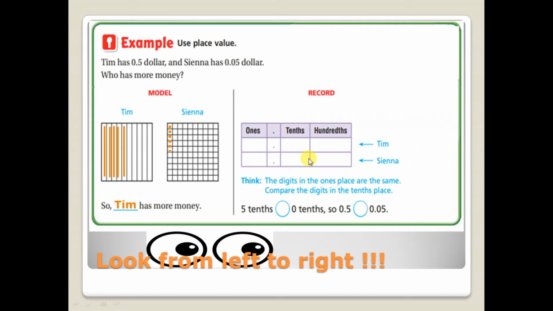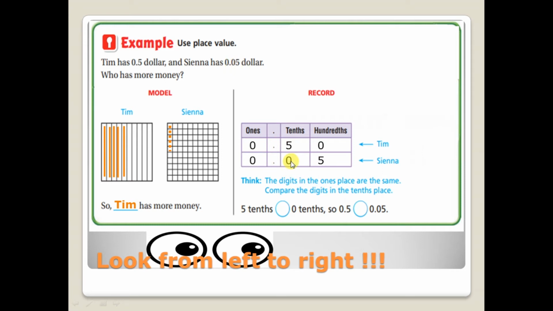Okay, or we can use the place value to judge. In the place value chart, first Tim has 0.5, meaning 0 in the ones place. We have no ones here, it's 0. Point, then 5 in the tenths place, and no number in the hundredths place, so it will be 0.50. Then Sienna, who has 0.05. This means 0 point, then 0 in the tenths place, then 5 in the hundredths place.